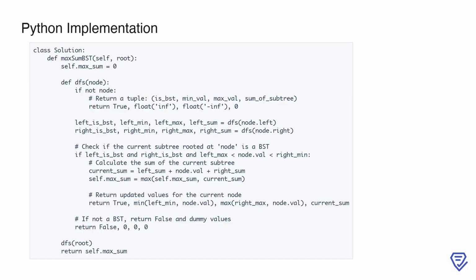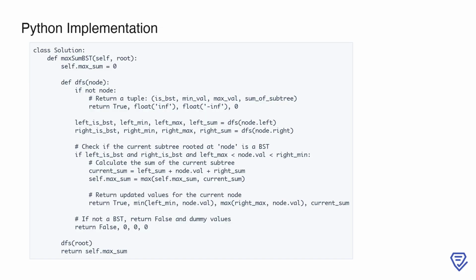For a null node, it returns true, INF, negative INF, 0, because a null node is trivially a BST, with extreme values for min/max and zero sum. For non-null nodes, DFS computes the properties of the left and right subtrees: whether they are valid BSTs, their minimum and maximum values, and their sums.